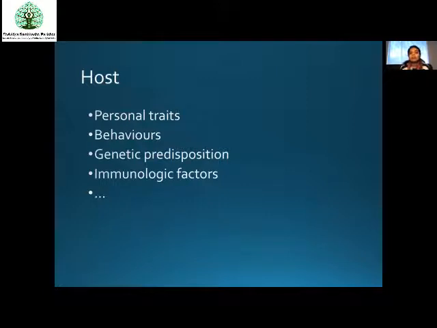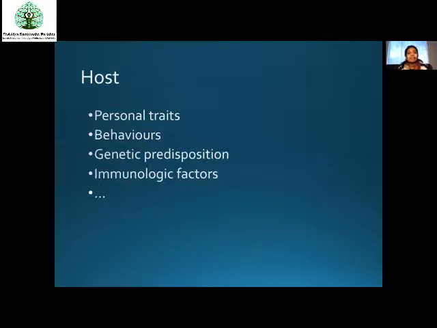For example, see what is the routine of the host, whether he has a healthy routine, whether he has unhealthy behavior like smoking or alcohol or walking barefoot on the streets. I'm just giving some random examples, or eating without washing your hands, or any unhygienic practices for that matter. They all come under personal trait and behavior.